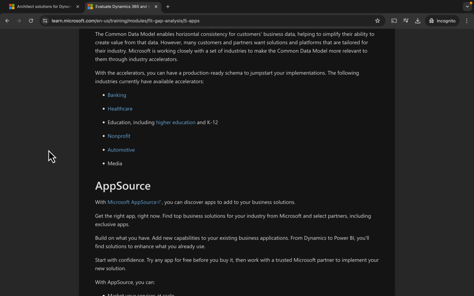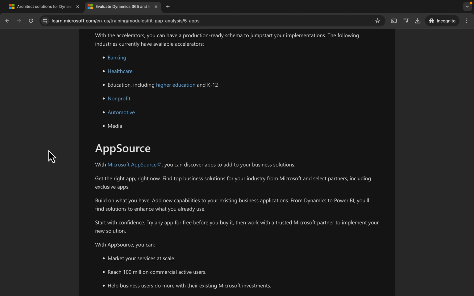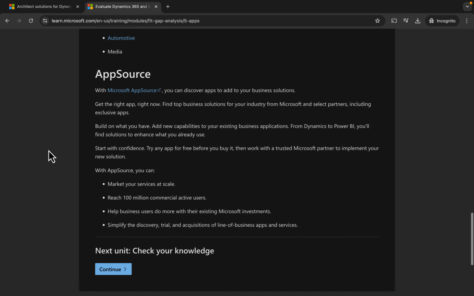Microsoft is working closely with a set of industries to make the Common Data Model more relevant to them through industry accelerators. With the accelerators, you can have a production-ready schema to jumpstart your implementations. The following industries currently have available accelerators: banking, healthcare, education, including higher education and K-12, non-profit, automotive, media.